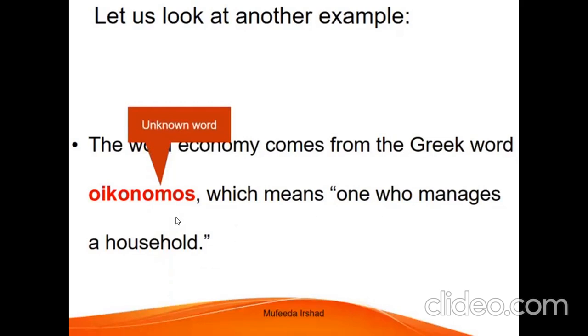How do we deduce the meaning of the word? Look at the information around the word. Look at the information that is there around the word. Has the writer given us any clues? Yes, he has, hasn't he? Right. What is the clue that the writer has given?